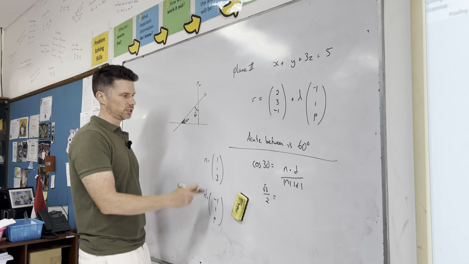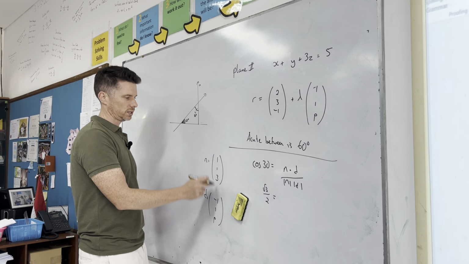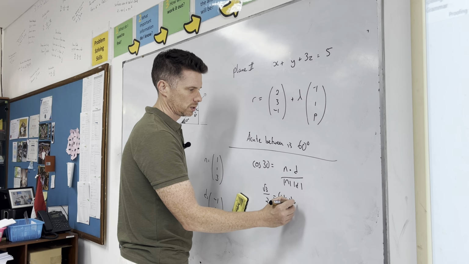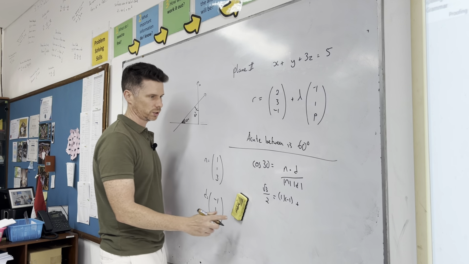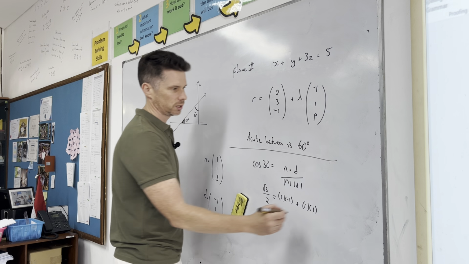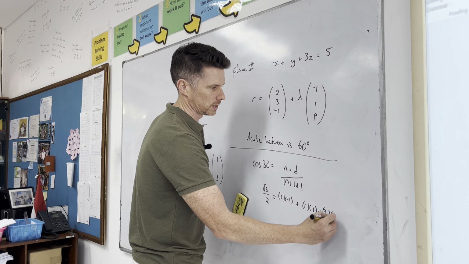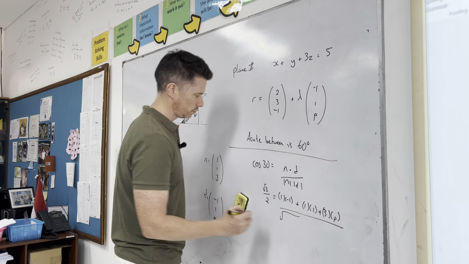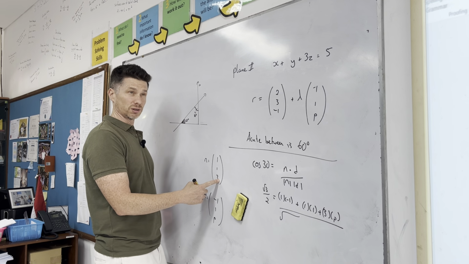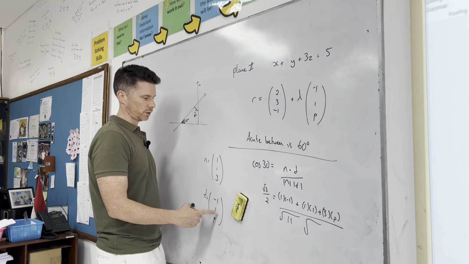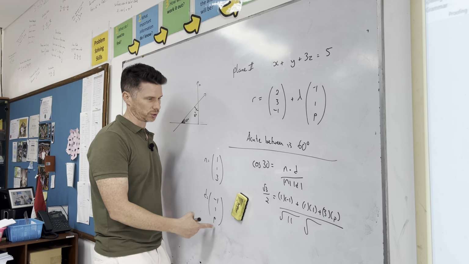The dot product is multiply the x's, the y's: so 1 times -1, plus 1 times 1, plus 3 times p. And then we're dividing by the magnitudes of them both. So that's 1 squared, 1 squared, 3 squared, which is root 11. And we get 1 squared, 1 squared, that's 2, plus p squared.